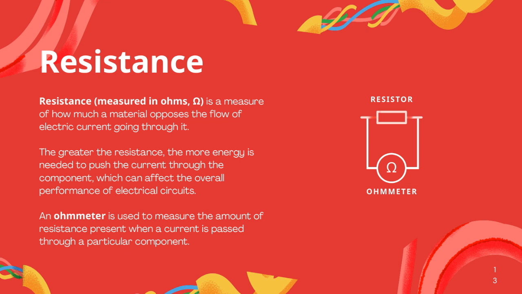That's where an ohmmeter comes in handy. It's a device used to measure the amount of resistance in a specific component. When you pass a small current through the component, the ohmmeter tells you how much opposition there is. Understanding resistance helps us design better circuits and troubleshoot issues, making sure everything runs smoothly.